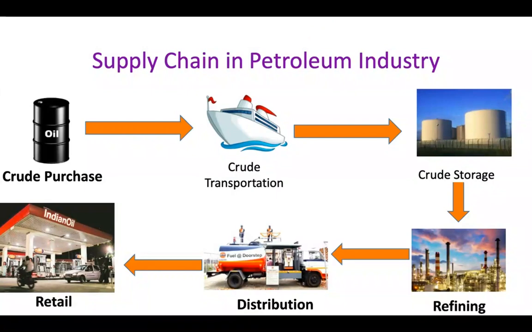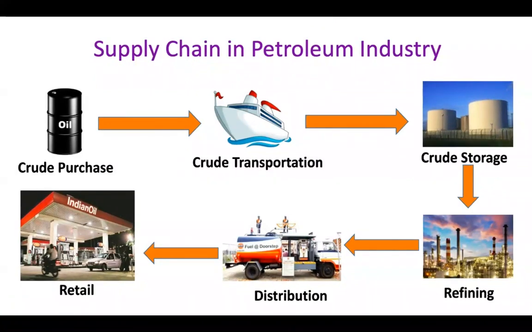Okay. So in this case, the question is how this petroleum supply chain will work together, because different entities are involved here, right? One entity is the crude purchase entity, then the transportation department, then the storage department, then refinement, then again small unit transportation or distribution, and the retail stations are involved here, right? So these are different entities.